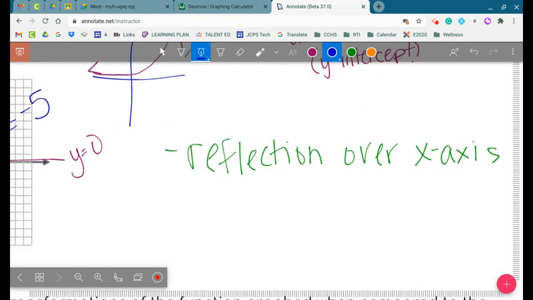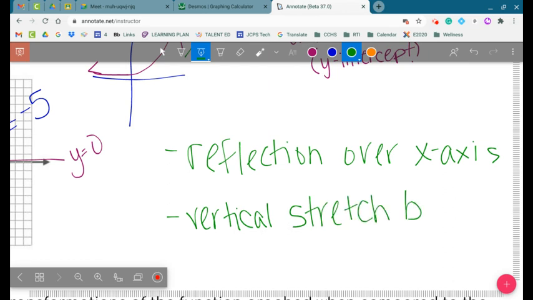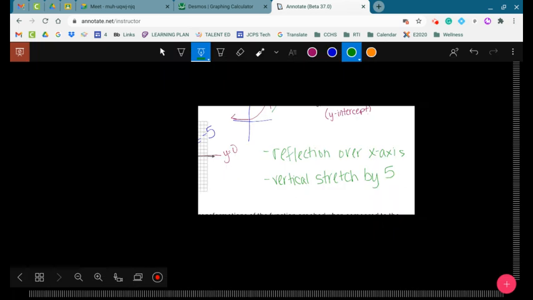If you guys remember, if there's a negative, we already did the reflection. And if it's a whole number of 5, it's going to be a vertical stretch by 5. Now, if that was a fraction, so let's say you have a y-intercept that's like 0.5, that means you had a vertical compression by 0.5. So your fraction is a compression, your whole number is a stretch.